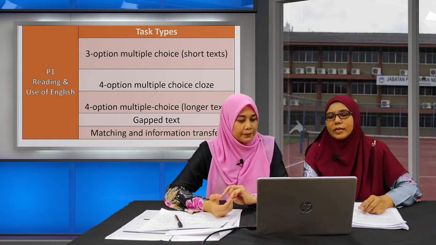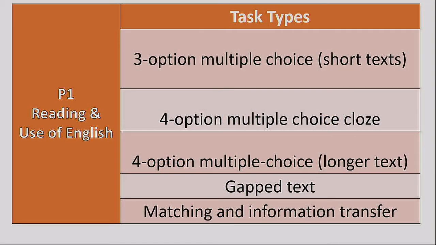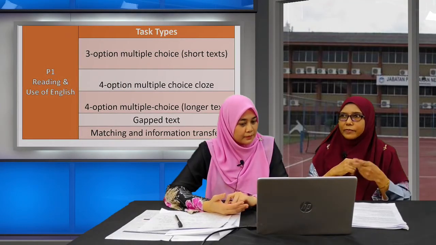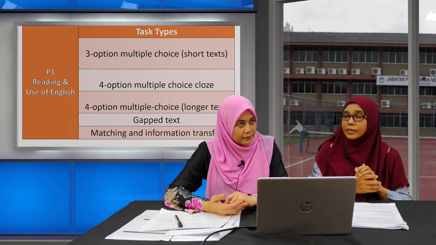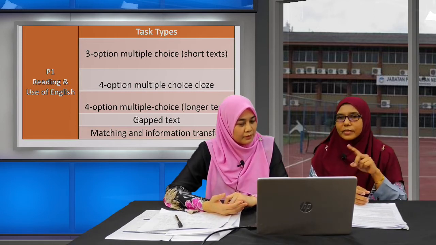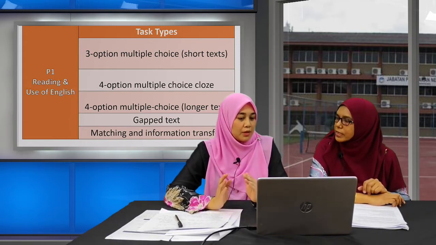The next part is 4-option multiple choice with a longer text. What we mean by longer text is a passage with 5 to 7 paragraphs. The total number of words for the text is around 650 to 700 words. It's quite long.